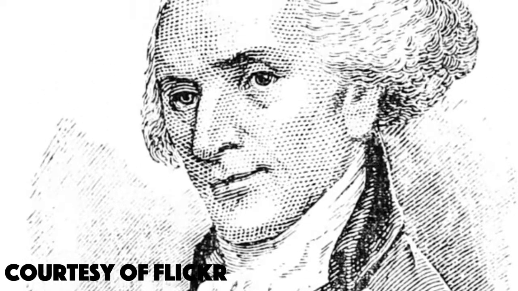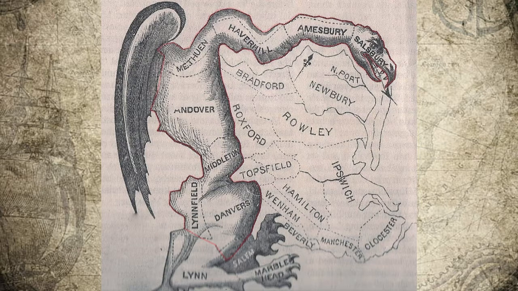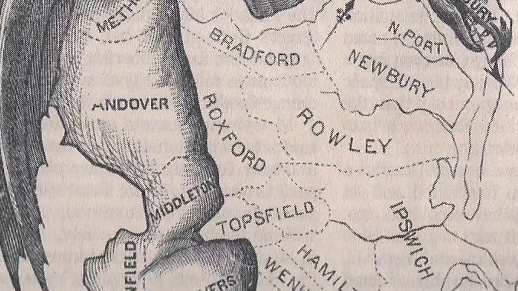The cartoon was aimed at Elbridge Gerry, the Massachusetts governor at the time, making fun of the way he drew the district map, which was drawn in a way so as to favor his party. The shape of the district map that he drew resembled a salamander, hence the term gerrymander.